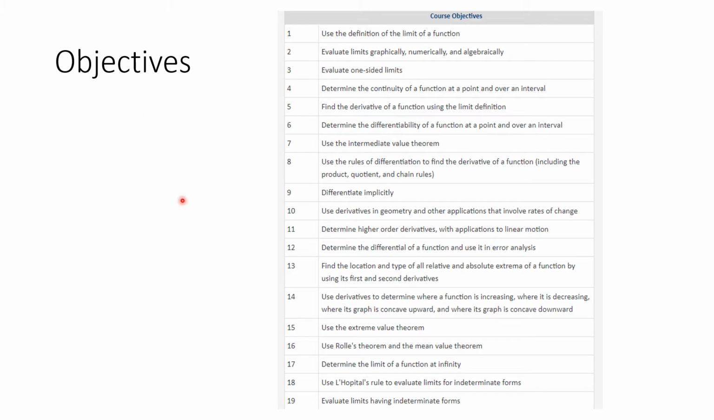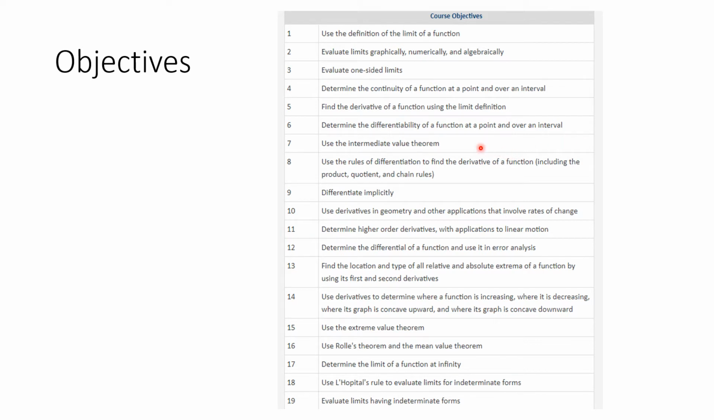We have a whole bunch of objectives in this course. It is a 5 semester hour course. So we'll start talking about the use of the definition of a limit of a function. We'll evaluate limits graphically and numerically. We'll evaluate one-sided limits. We'll talk about continuity of a function at a point and over an interval. We'll find the derivative of a function using the limit definition and determine the differentiability of a function at a point and over an interval.